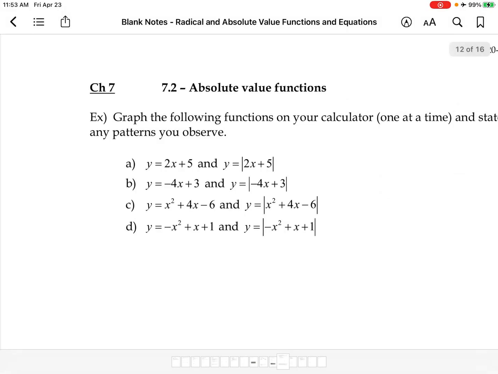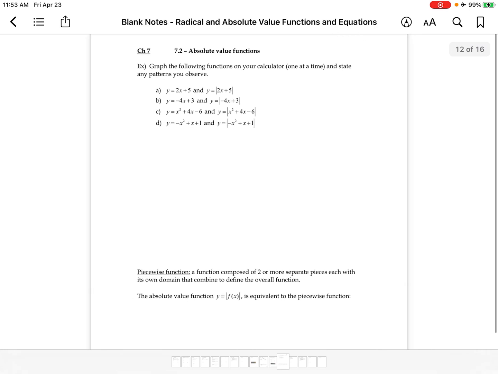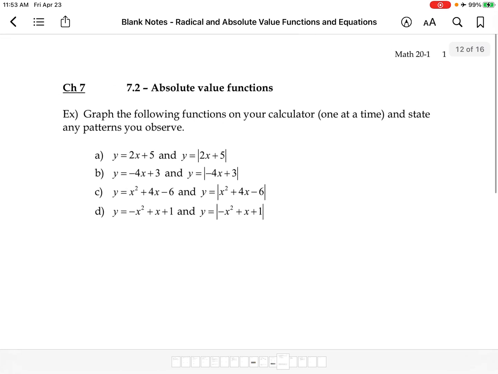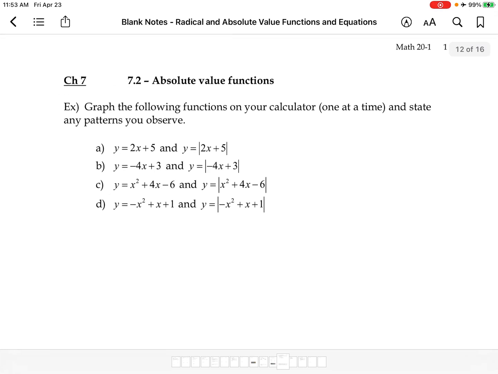Hi everyone. So today we're going to talk about absolute value functions. If you consider a function y equals f of x, the absolute value function would be y equals absolute value of f of x. So what we're going to do to start, just to investigate, is look at a few absolute value functions in action. I'm going to ask you to graph these on your calculator.